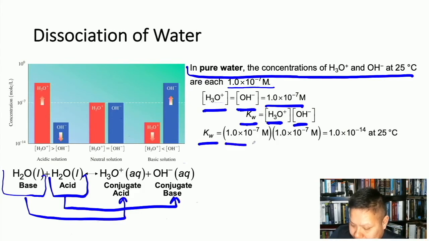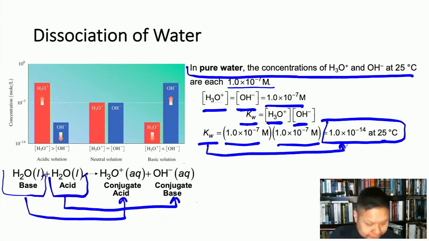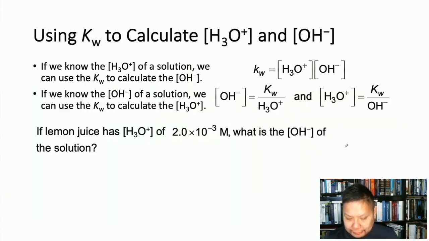Let's do that math, right? 1.0 times 10 to the negative 7 molar times 1.0 times 10 to the negative 7 molar, and what do you get? You get Kw is equal to 1.0 times 10 to the negative 14 at 25 degrees. That's a very important number right there. Kw is that. You should remember that.